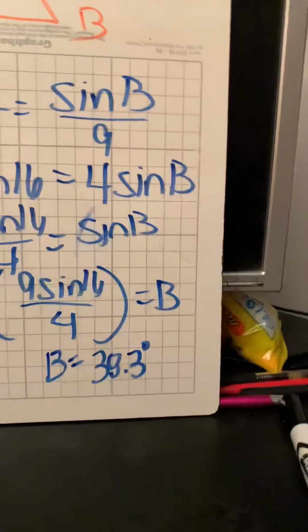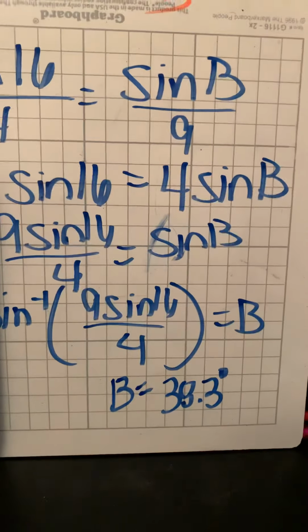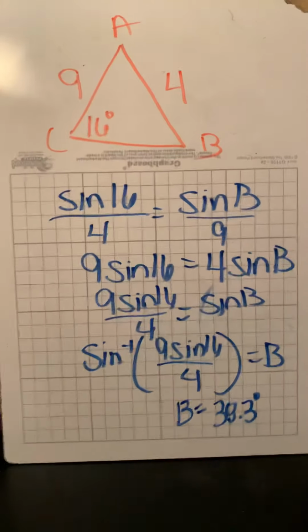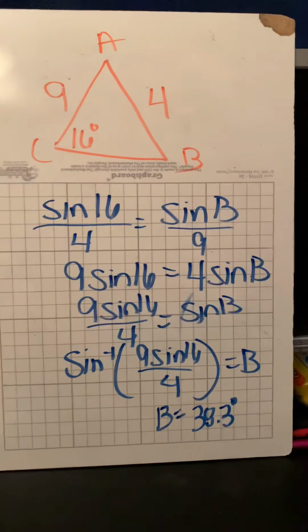From there, it's easy to find big A. Add those two up, minus 180. And then you can also do the other sine to find little a. So I'm not going to complete that one. I just wanted to show you how to plug in to find an angle, remembering the inverse.